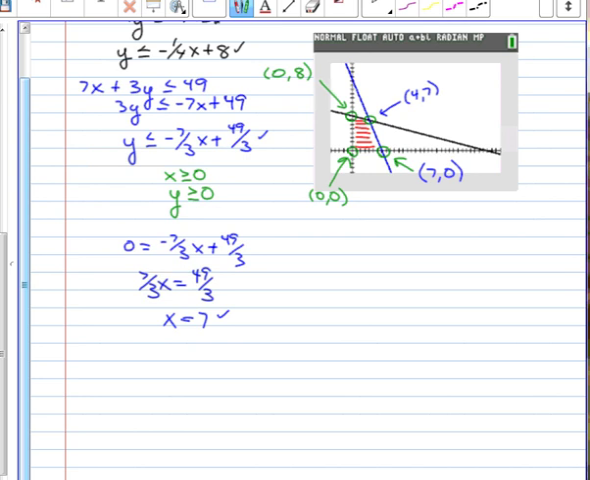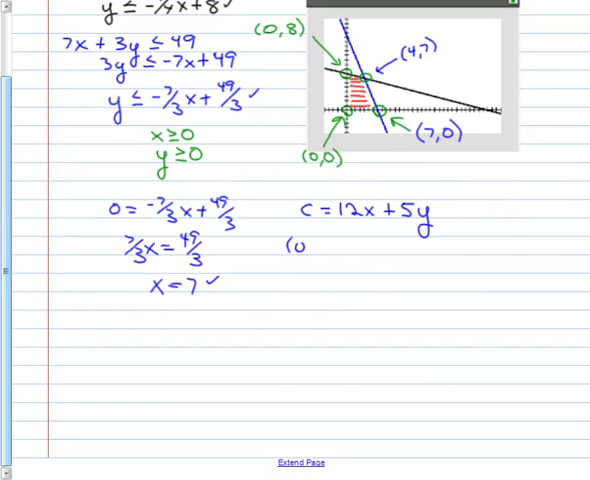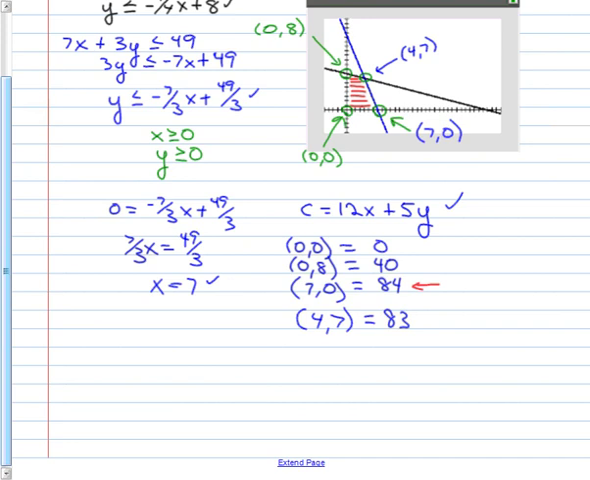Now we had an objective quantity, a cost, or I guess they just said C, 12x plus 5y, that they wanted us to maximize. Substitute them in and see which gives us the biggest answer. The 0, 0 is going to give me a 0 answer. The 0, 8 is going to give me a 40. I'm putting the x and y into this objective quantity. The 7, 0 gives 84. And the 4, 7 gives 48 plus 35, 83. Almost. C equals 84. And they say, where does it occur? At 7, 0.